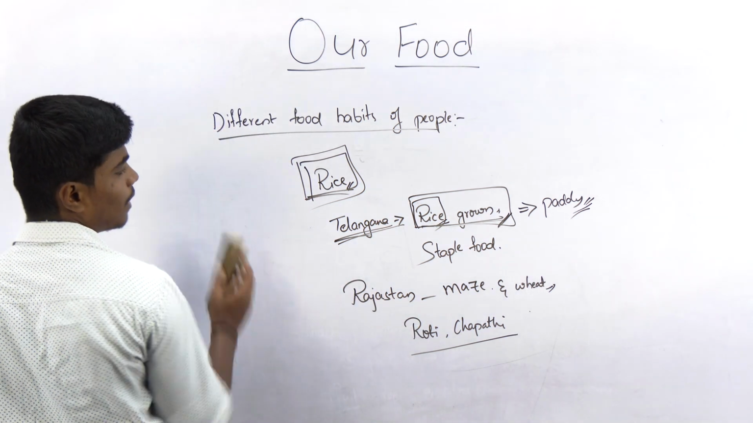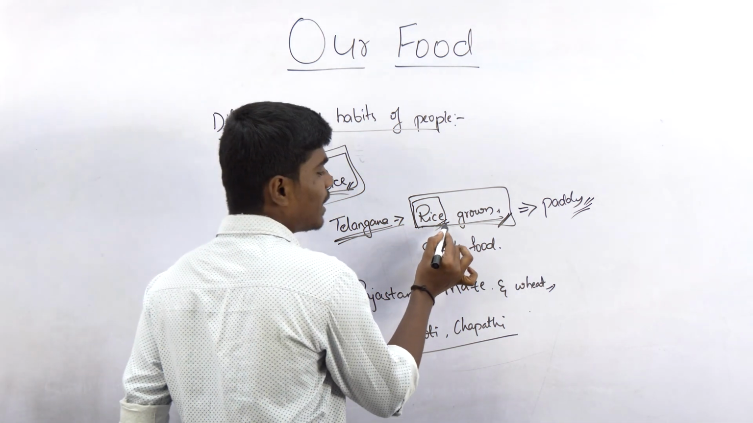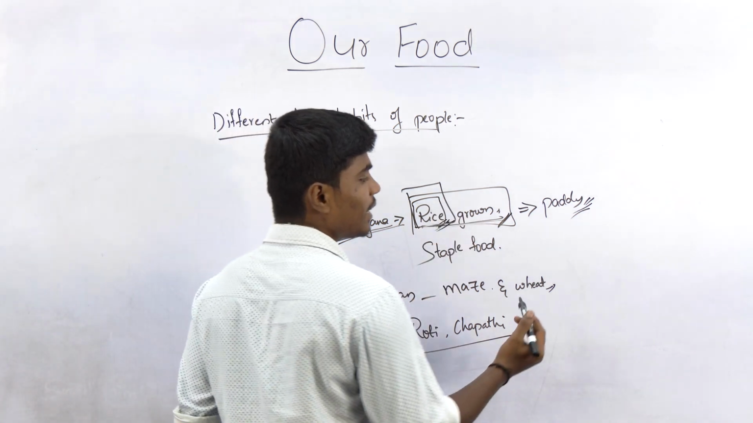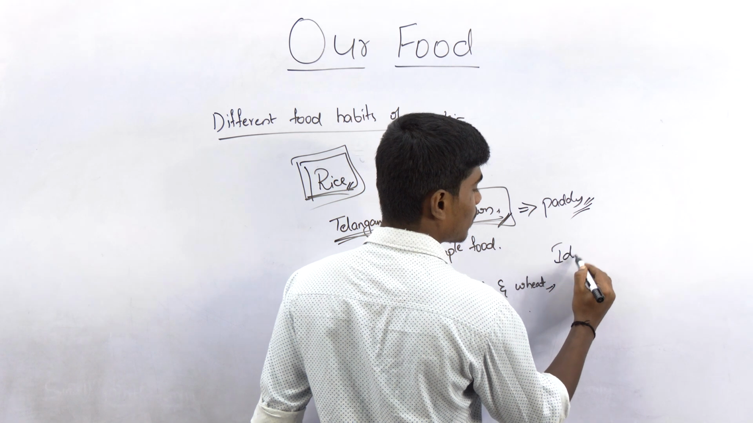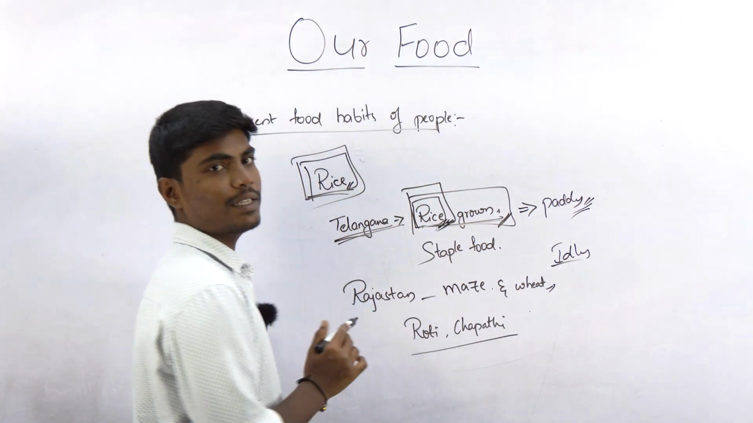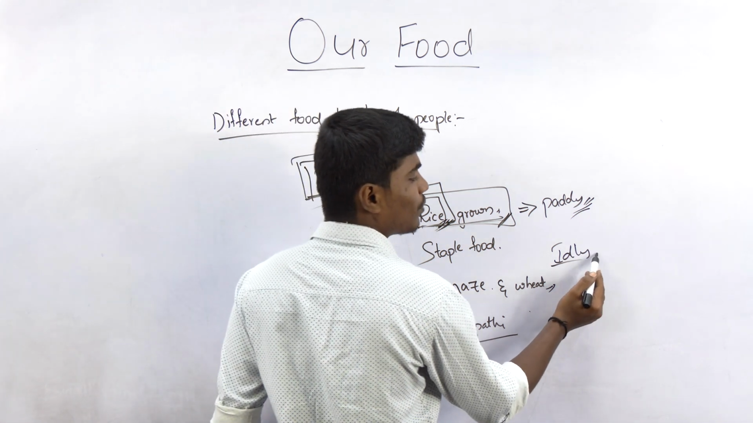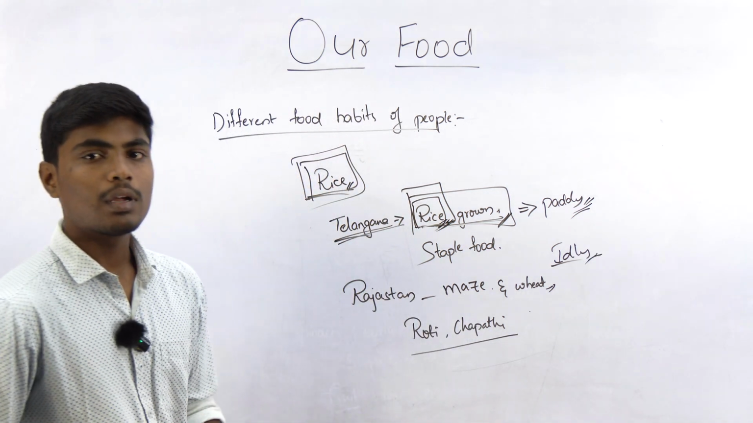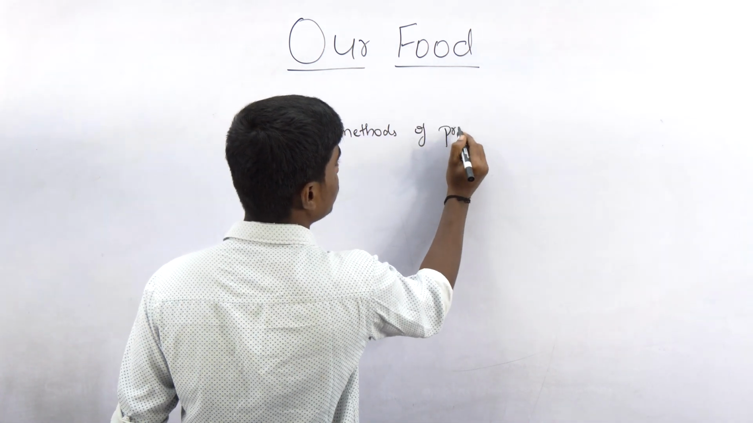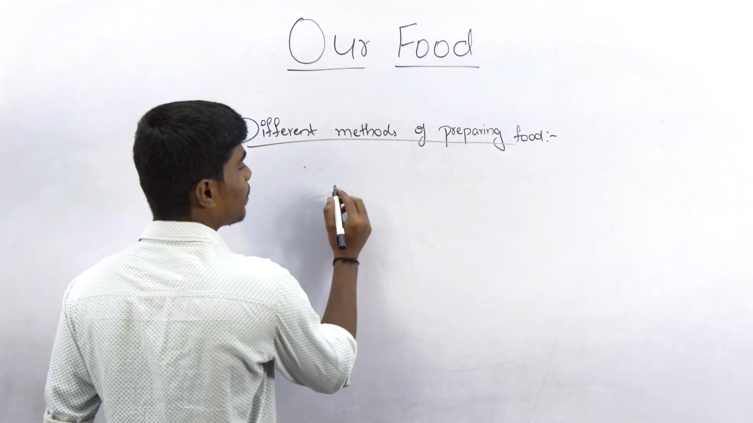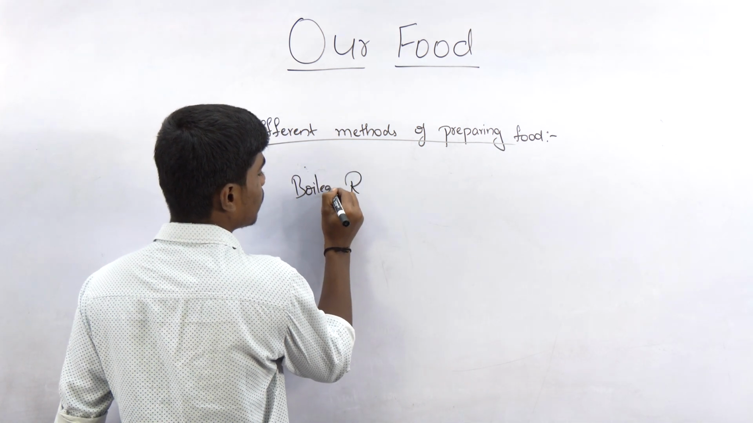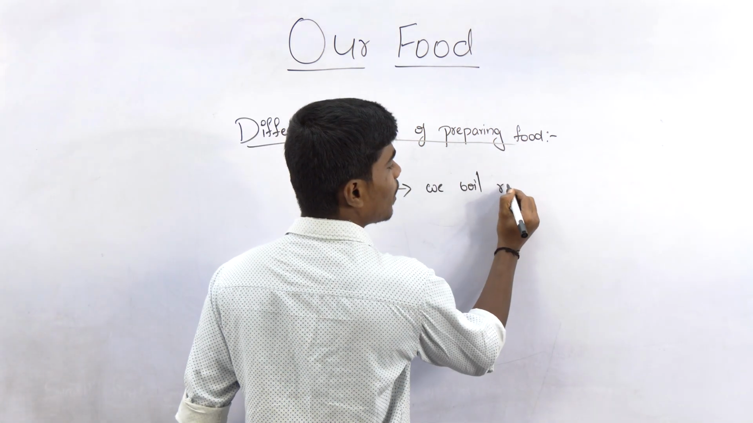Now let's see here. If we take rice, it is boiled. If we take idli, it is steamed. Here the method of cooking rice is different and the method of cooking idli is different. So now let's discuss different methods of preparing food. To cook rice, we just boil. If we take boiled rice, we boil raw rice and water.